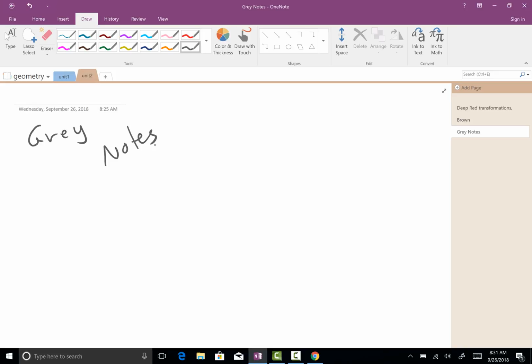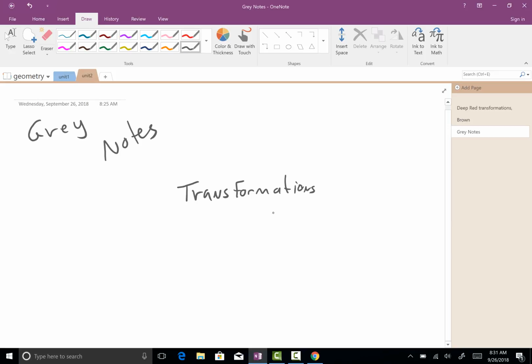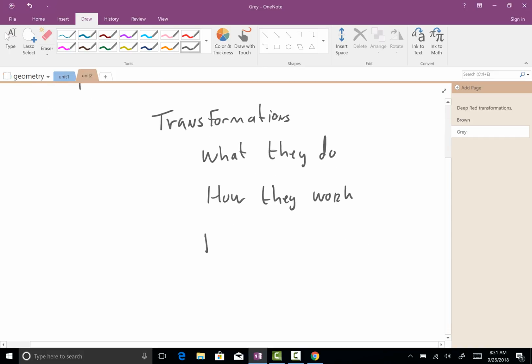Alright, so basically here's what we're going to do. We're going to look more at transformations. We're still just figuring out what they do, how they work, and their properties. We wrote all that down the other day, so you should have it. Then we took our image, spun it around, translated it, reflected it, dilated it, did all those things.